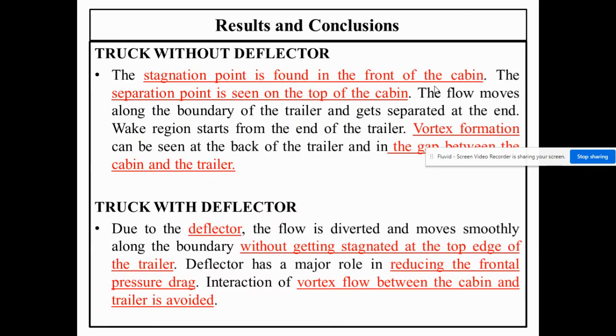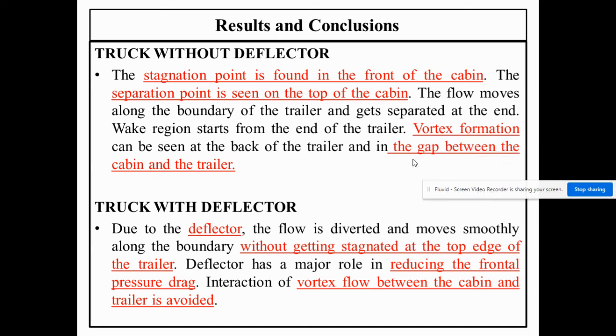And for the truck with deflector, stagnation is on the front of the cabin, the separation is seen on the top of the cabin, and the flow moves along the boundary, and the vortex formation can be seen at the back of the trailer, and in the gap between the cabin and the trailer. And again, due to the deflector, the flow is diverted and moves smoothly. And here the important thing we saw is that the deflector plays an important role in reducing the frontal drag, and vortex flow between the cabin and the trailer is avoided.